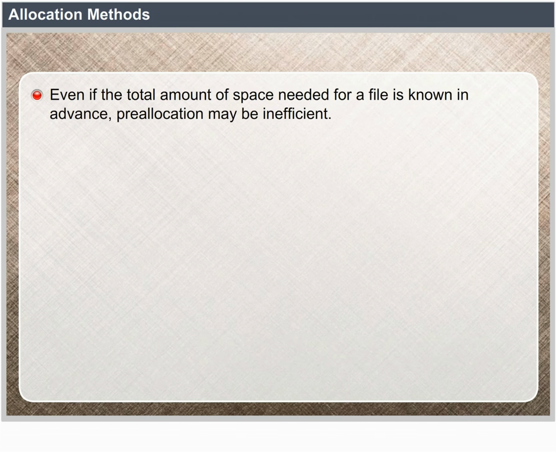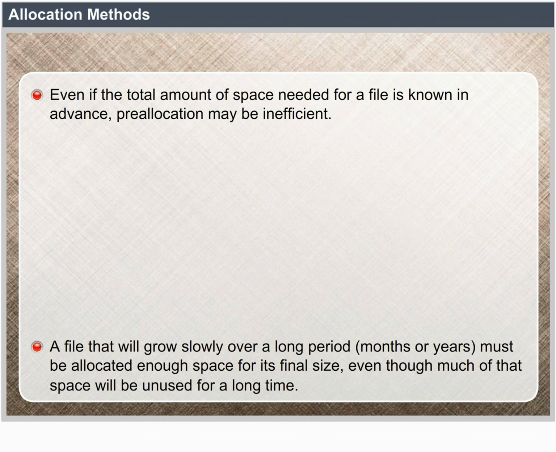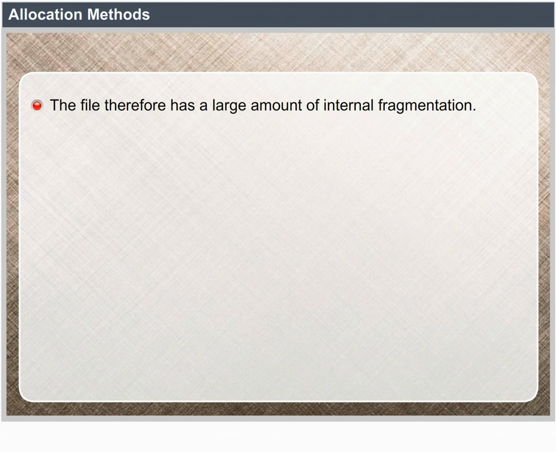Even if the total amount of space needed for a file is known in advance, pre-allocation may be inefficient. A file that will grow slowly over a long period, months or years, must be allocated enough space for its final size, even though much of that space will be unused for a long time. The file therefore has a large amount of internal fragmentation.